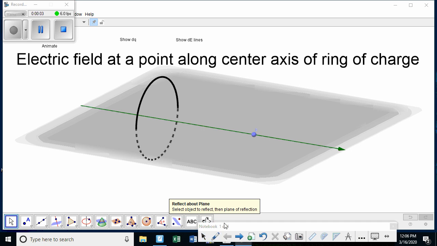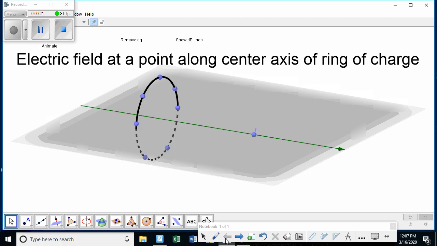Okay, guys, we're going to be looking at the electric field at a point P along the center axis of a ring of charge. If I look at all of the little tiny dQs that make up the electric field, this is a continuous charge distribution, but I need to find the contribution from each one of these charges.